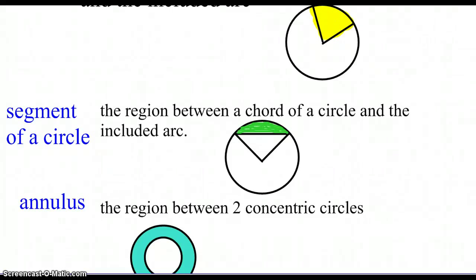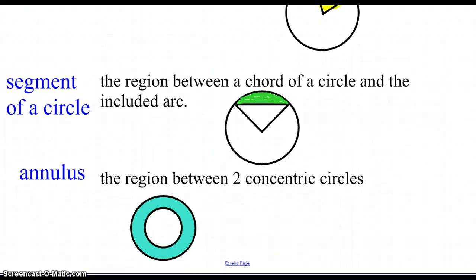And then the last thing is an annulus. So the annulus is the region between two concentric circles. Sticking with the food theme, it would be like the donut that's left over when I pluck out the donut hole or I take out that munchkin. So that would be the annulus, just that outer ring.